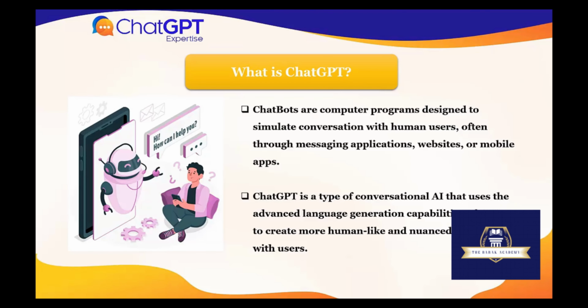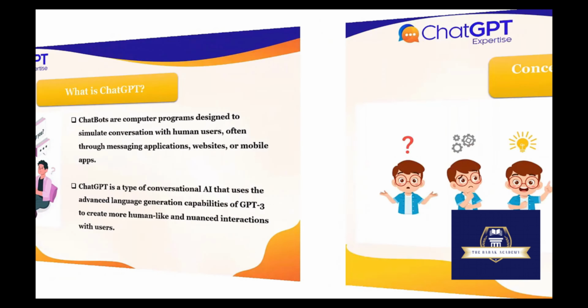What is ChatGPT? Chatbots are computer programs designed to simulate conversation with human users, often through messaging applications, websites, or mobile apps. ChatGPT is a type of conversational AI that uses the advanced language generation capabilities of GPT-3 to create more human-like and nuanced interactions with users.